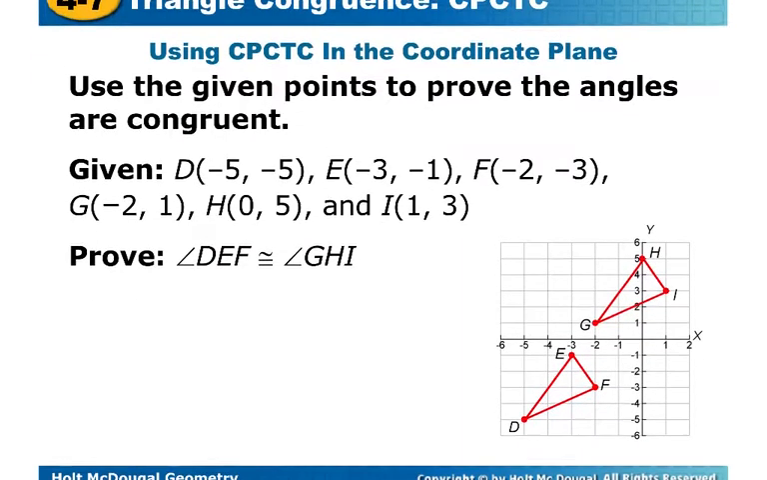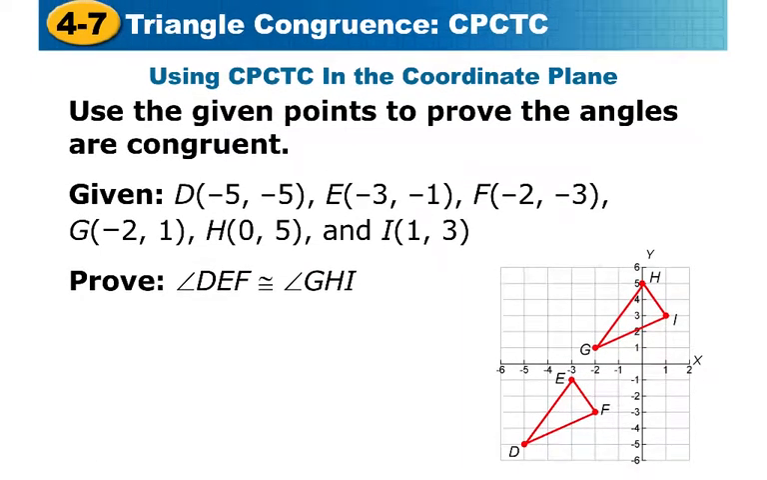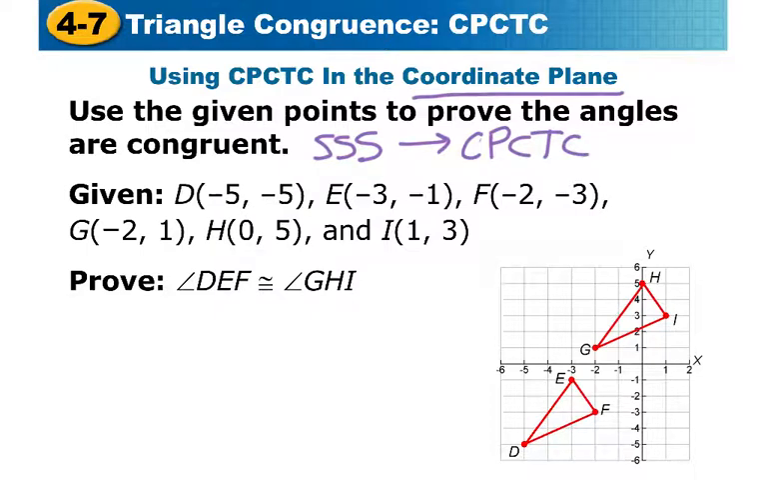So, taking a look, we're going to end up using a coordinate plane proof. This is what we're going to do a lot more in the last section of Chapter 4, but right now we're just looking at this one to prove. We're going to use the given points to prove the angles are congruent. So, how would you do that? We're going to use side-side-side, and from side-side-side, we're going to use CPCTC to then say that some angles are congruent.